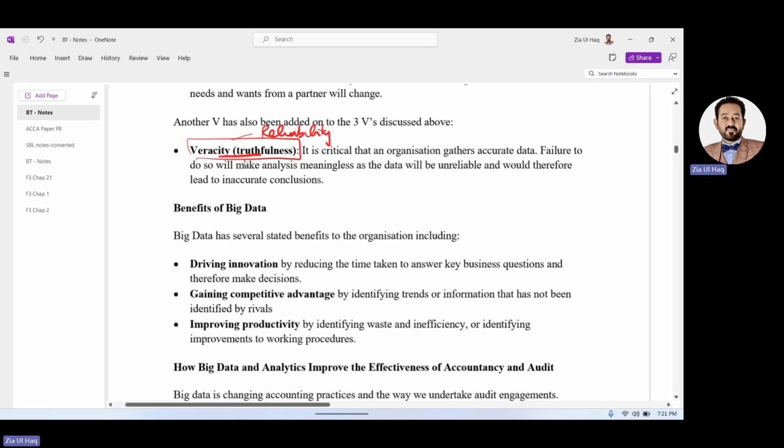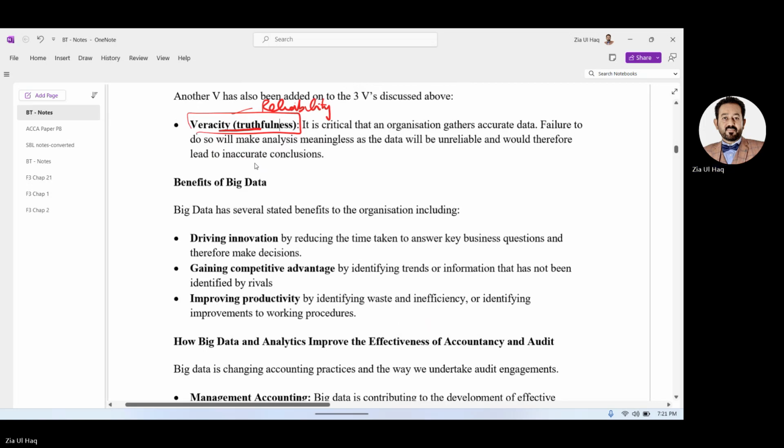What are the benefits of big data? Through big data, you can drive innovation. By using customer information and performing different analyses of customers' past orders, you will be able to find what your customers actually want so that you can innovate your product according to that information. By using big data, you can gain competitive advantage.